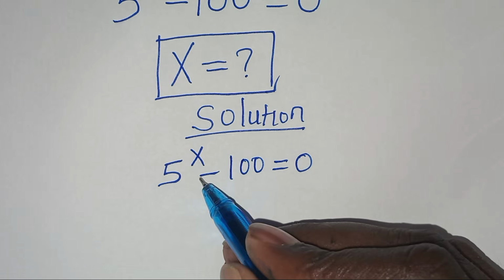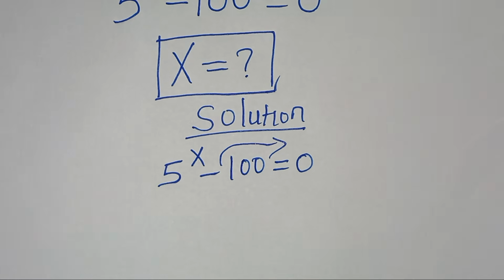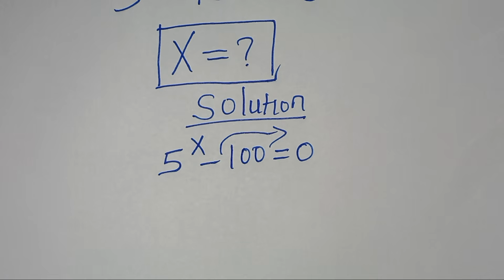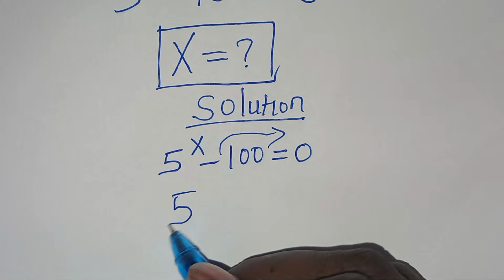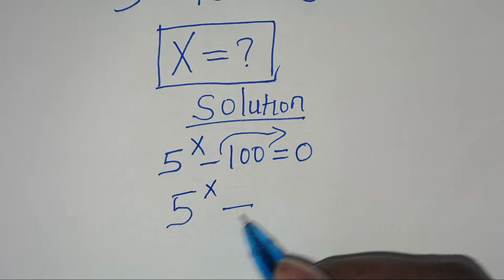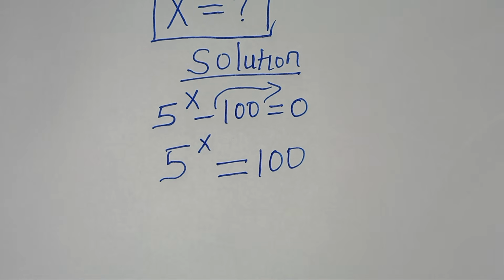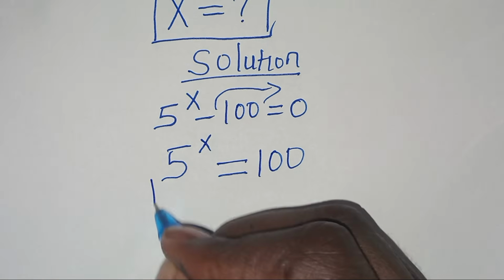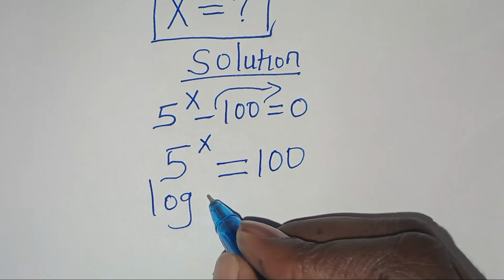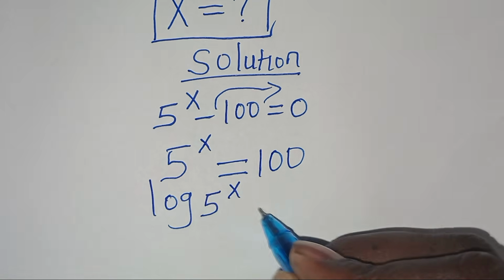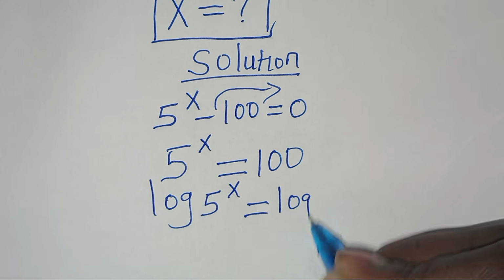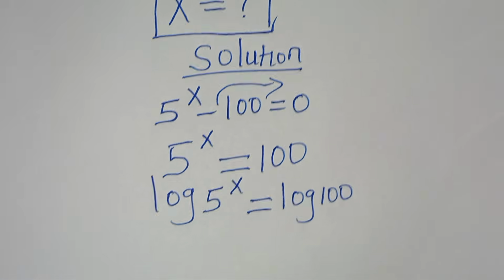So the first step is to take minus 100 on the right hand side, so that we have 5 to the power of x equal to 100. So for the value of x, we introduce logarithm on both sides. We have log 5 to the power of x equal to log 100.